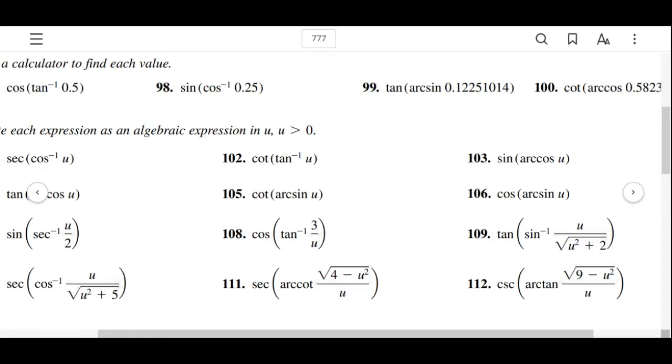Hey, Professor, another question. Go ahead. When you're using u in these formulas like 112, do we always assume that u is going to be in quadrant 1? Yes. Thank you.